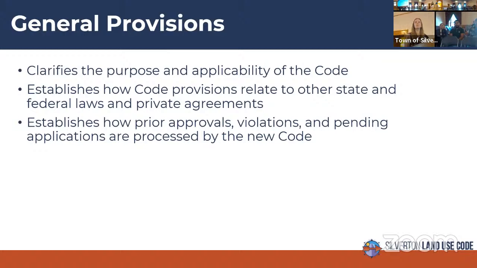So this chapter establishes how this code relates to other state and federal laws that may address similar types of development considerations, as well as how it relates to any private agreements on properties. And it also establishes how applications that have been approved through the prior code and violations and pending applications are processed with this new code. So again, this is really just sort of the basics, the fundamentals of how this code is supposed to function.